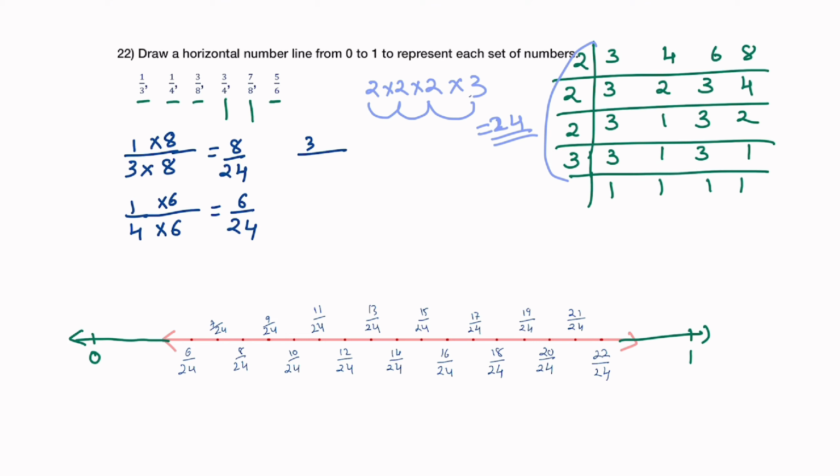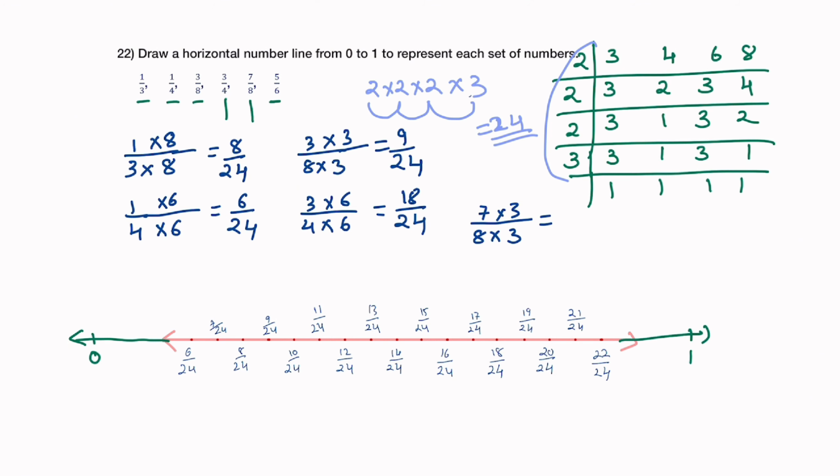And then we have 3 upon 8. 8 times 3 is 24, right? So we multiply with 3. That's 9 upon 24. 3 upon 4 again. So we multiply with 6. So that's 18 upon 24. Then we have another one, 7 upon 8. So that's times 3, right? Because we have to make the denominator 24. So that's 21 upon 24. And finally, 5 upon 6. That's times 4. That's 20 upon 24. So now you see each one of them is 24. Right? So now it's easy for us to compare them.